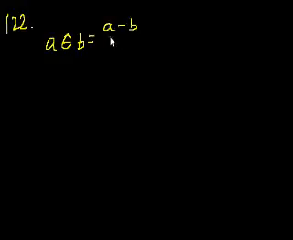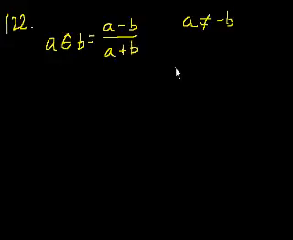122. An operation theta is defined by the equation A theta B is equal to A minus B over A plus B for all numbers A and B such that A does not equal minus B. That ensures that the denominator does not equal 0. So they're defining the domain. If A equaled minus B, then it would be undefined because you'd have something divided by 0.